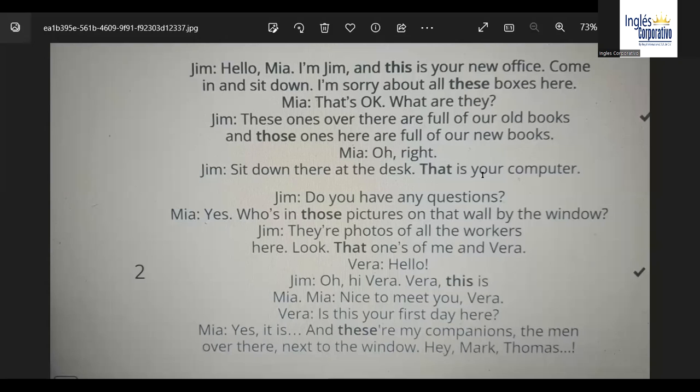Okay, so look at this, guys. We're going to check the conversation back again, and we're going to check some specific words. For example, I'm going to mark that one in here.